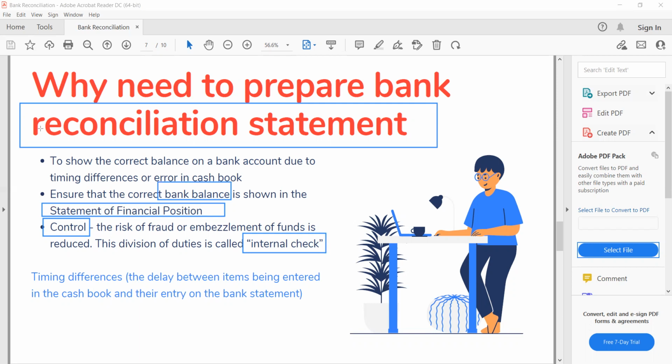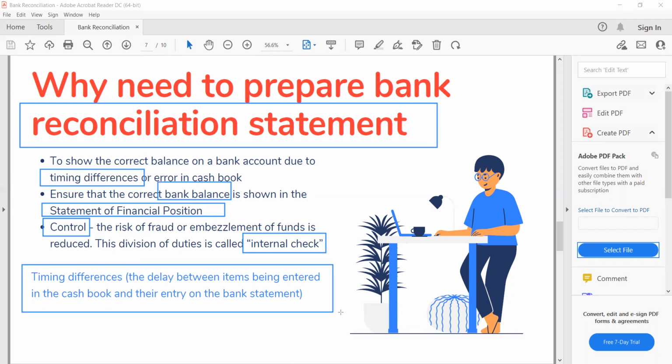I did mention the timing difference. Timing difference is the delay between the item being entered in the cash book and its entry on the bank statement. That causes the issue of the timing difference.